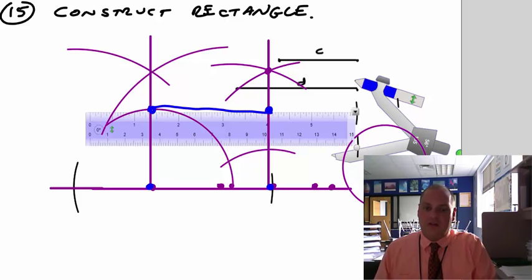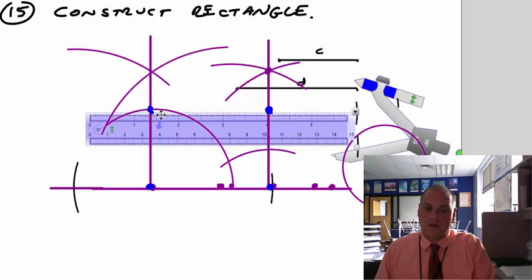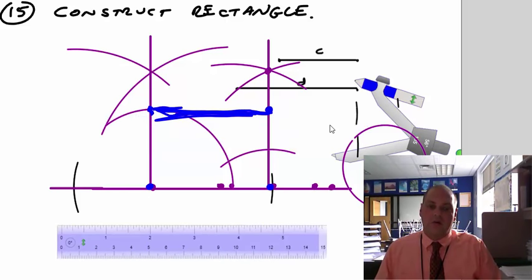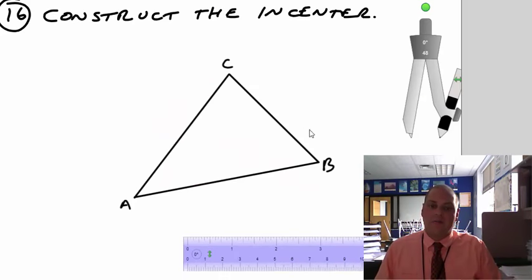And of course, we're not working again. Come on. This is so annoying. Alright, so with your straight edge, mine isn't working right. You connect those and you have your rectangle. Hopefully it looks better than mine.